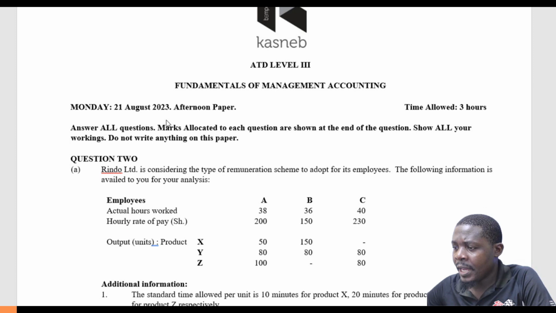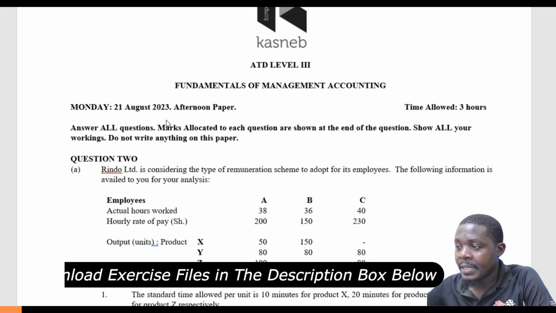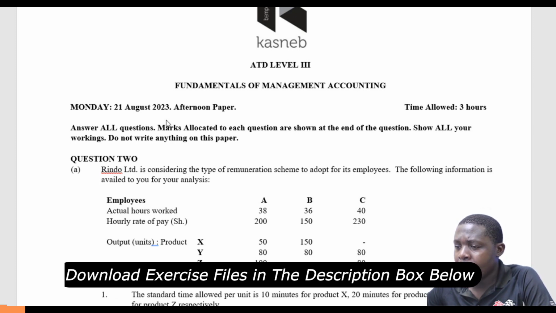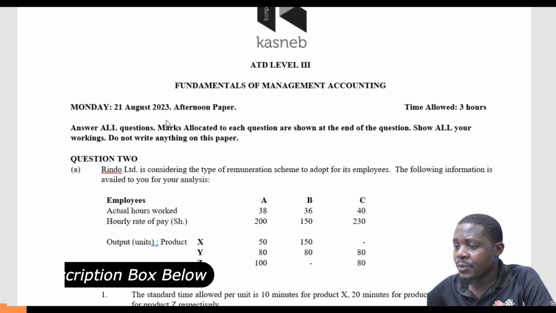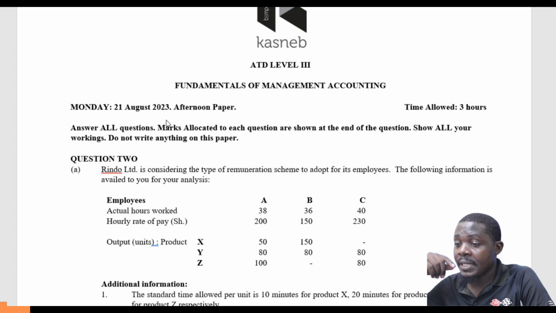Employees, we have A, B, and C. Actual hours worked, that is 38, 36, 40 hours. Hourly rate of pay, it is 200 shillings, 150 and 230. Outputs per unit, we had X, Y, and Z. For A, B, and C, we have been given.